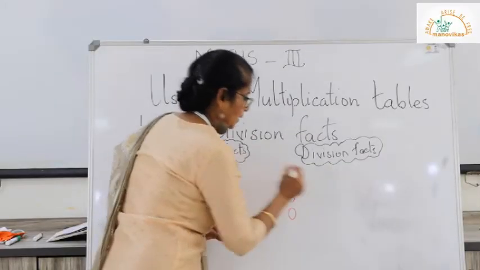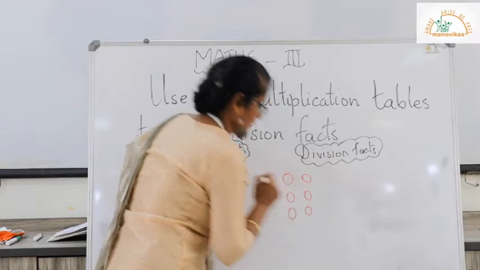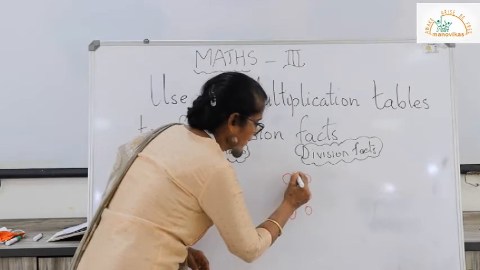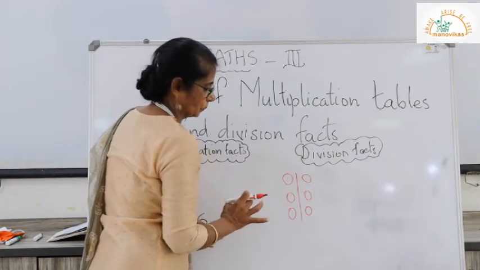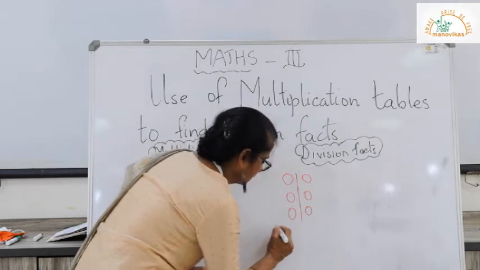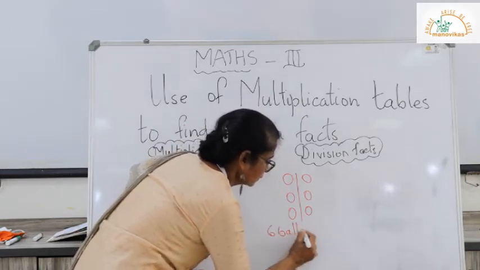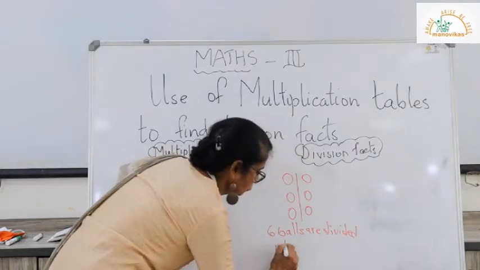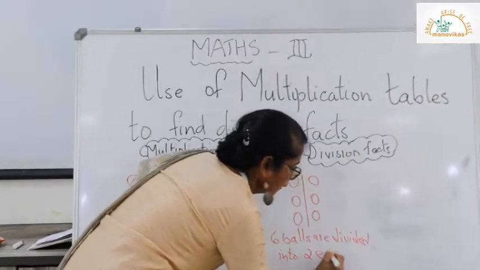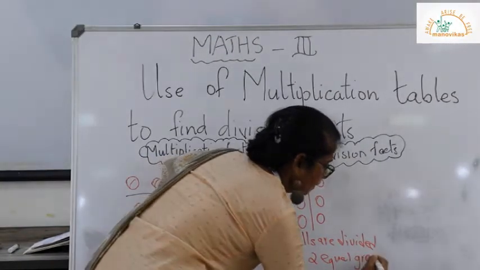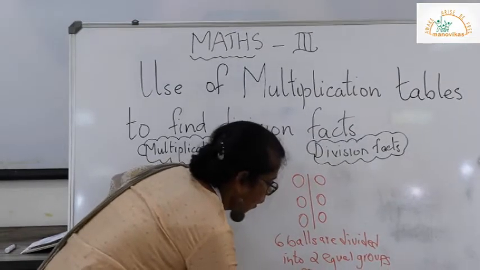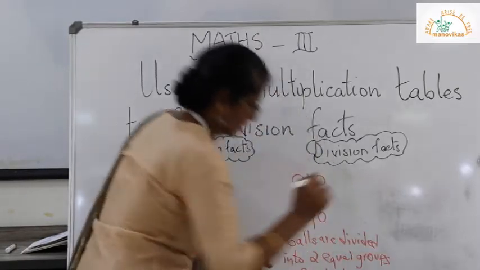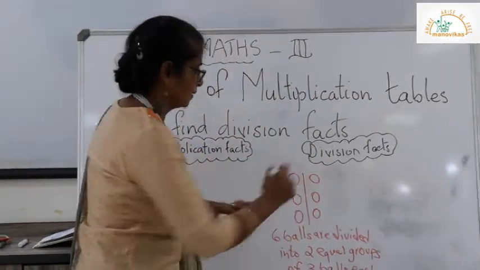1, 2, 3, 4, 5, 6. How many balls do we have? 6 balls. Now these 6 balls are in groups of 2. So we say that 6 balls are divided into 2 equal groups of 3 balls each.